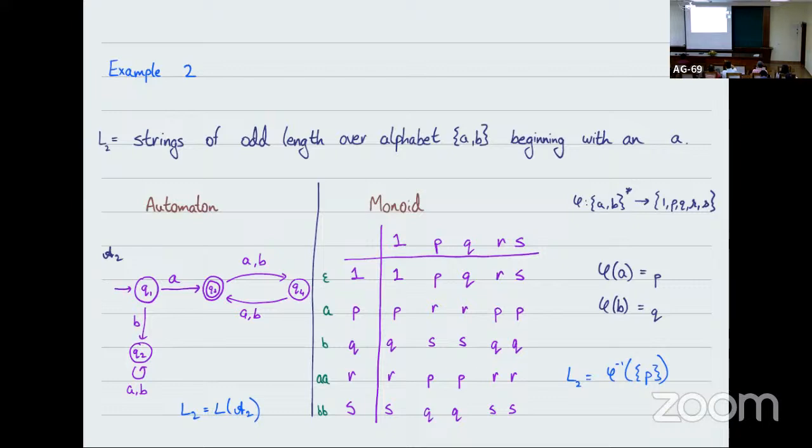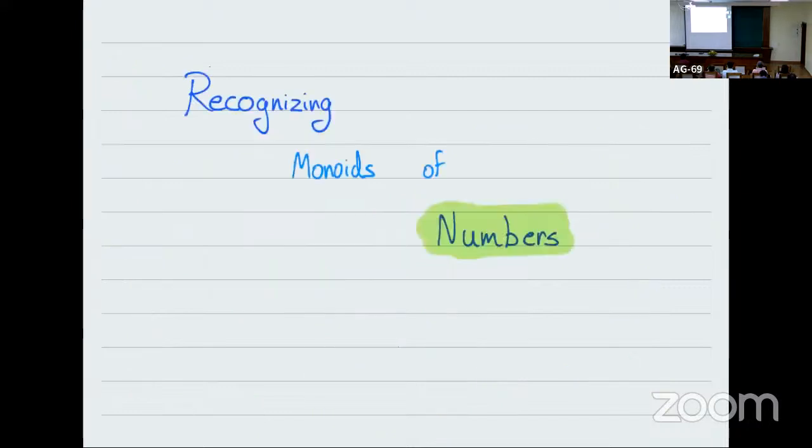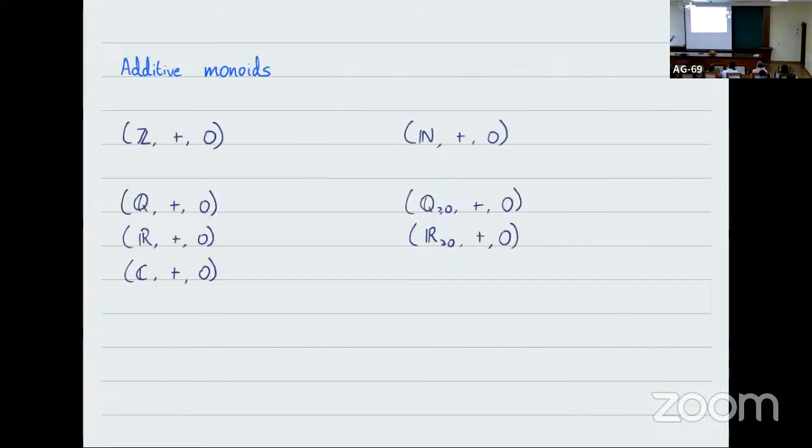All right. So we are done with strings. We'll look at numbers now. We look at many different monoids over numbers. First we'll look at additive monoids. There are integers, rationals, reals, complex, and I have the non-negative analogs on the right side: non-negative integers, non-negative rationals, and non-negative reals.